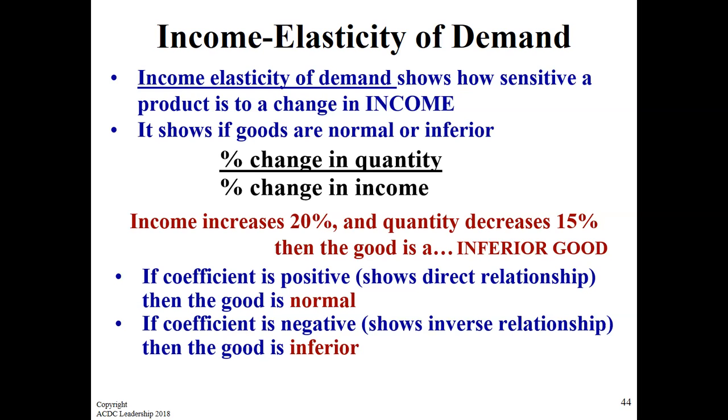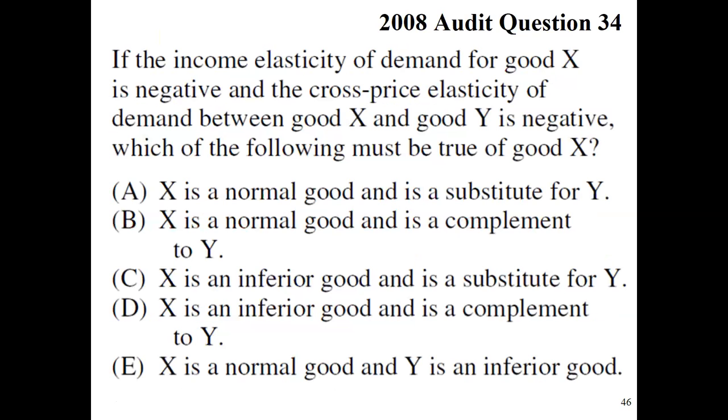Let's see, do we have a nice multiple choice question to end the day on? We do. Here we go. Quick multiple choice question to end the day on. Okay, if the income elasticity of demand for good X is negative, and the cross price elasticity of demand between good X and Y is negative, which of the following must be true of X? All right, give me a minute.